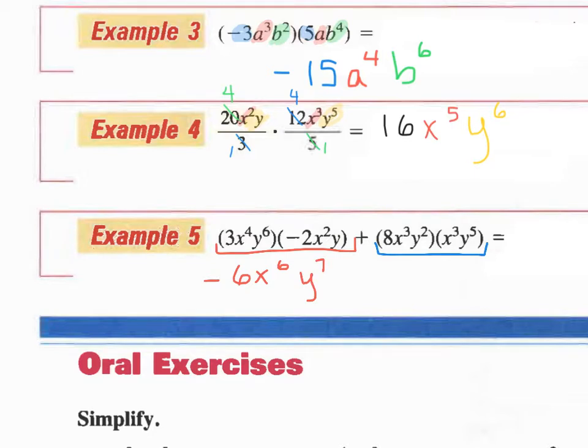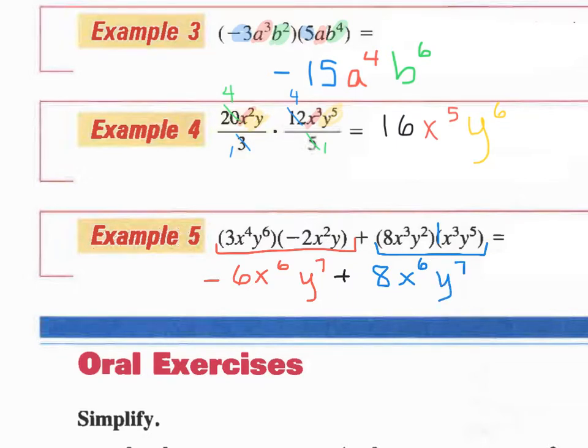And I'm going to do the blue one. I'm going to multiply. There's an assumed 1 here in front of the x cubed. So I get 8. And then add the x's. So 3 plus 3 is 6. And then 2 plus 5 is 7.